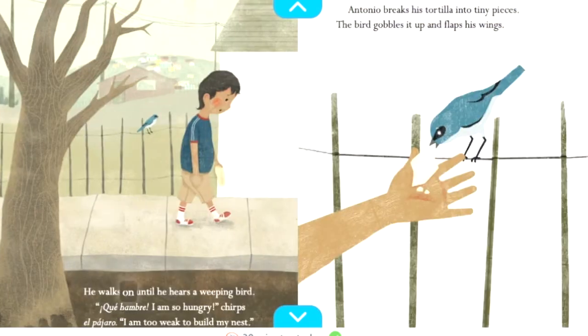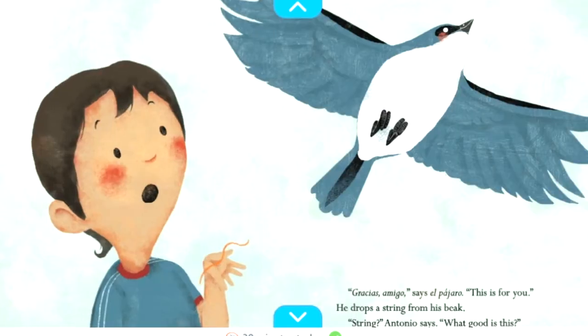He walks on until he hears a weeping bird. Que hambre, I'm so hungry, chirps El Pájaro. I'm too weak to build my nest. Antonio breaks his tortilla into tiny pieces. The bird gobbles it up and flaps his wings. Gracias, amigo, says El Pájaro. This is for you. He drops a string from his beak. String? Antonio says. What good is this?